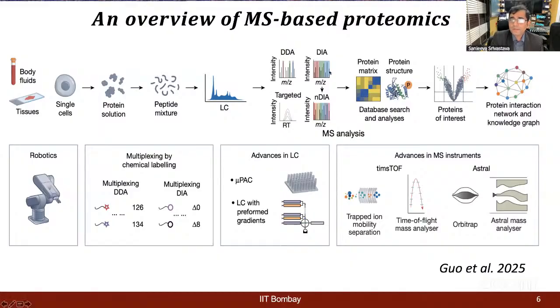In DIA, we look at the entire m/z range of 300 to 1300 or so, and look at the fragmentation of different isolation windows across this m/z. Looking at the comparison, DDA was earlier used for label-free quantification or the tandem mass tag or iTRAQ based quantification. Now DIA has become one of the industry standards for quantitative proteomics because you have fewer missing values, which we usually see in the DDA based approach.